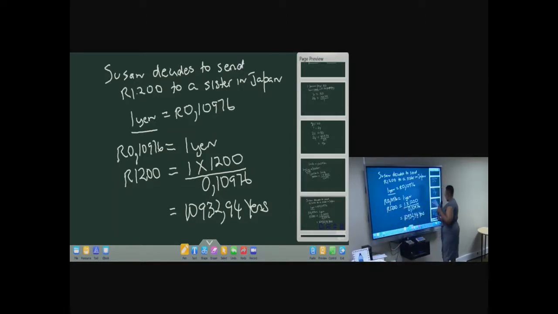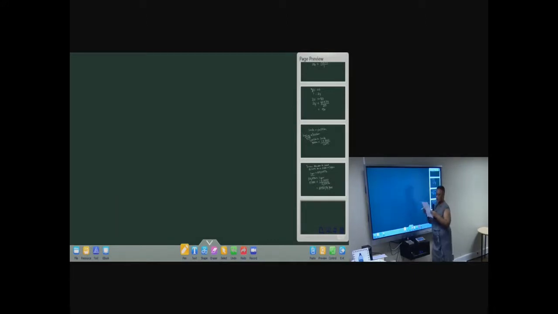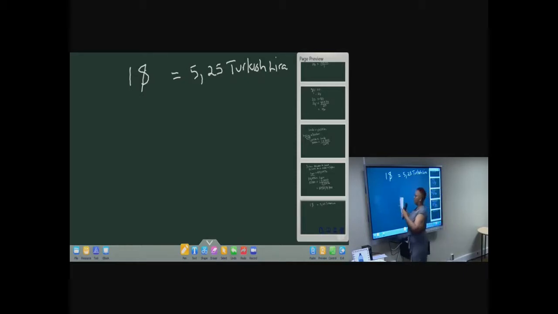sometimes the examiners do not give you a straightforward exchange rate. Let's make an example. You are given $1 American is equal to 5,25 Turkish liras. And once you master the proportion method, you will never go wrong. You must not be afraid. Whatever currency you are given, if you are using the proportion method, you will never go wrong.